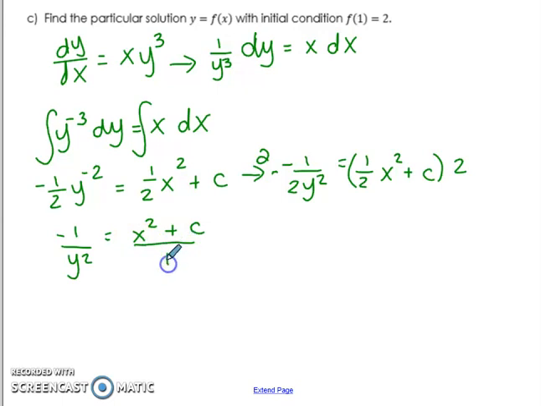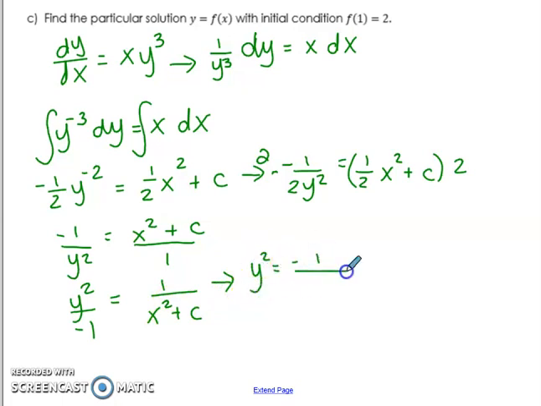So I'm going to put this over 1. So we see that there's a fraction equal to a fraction. I need y squared to be on the top, so I'm going to flip both of these fractions. So this is going to become y squared over negative 1 equals 1 over x squared plus c. Okay, so then from here, I'm just going to get rid of the negative with the y squared and move it over here. So I have y squared equals negative 1 over x squared plus c.